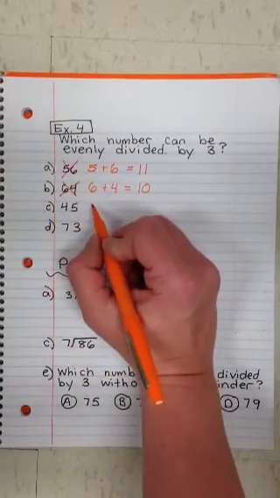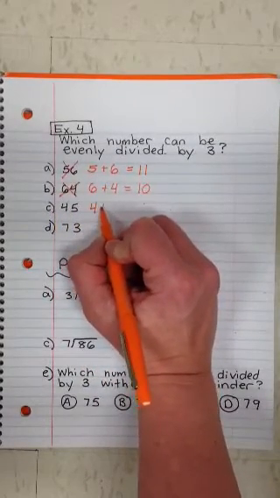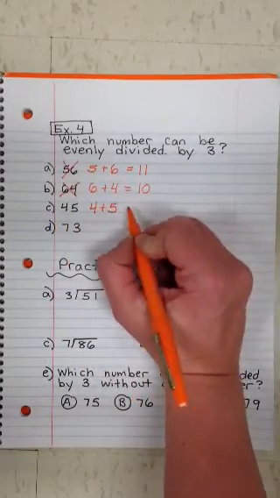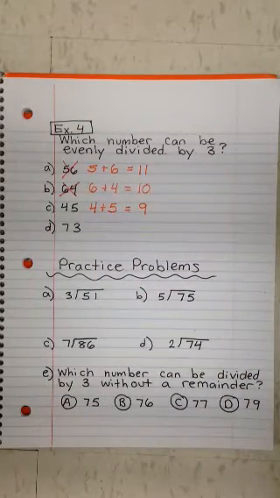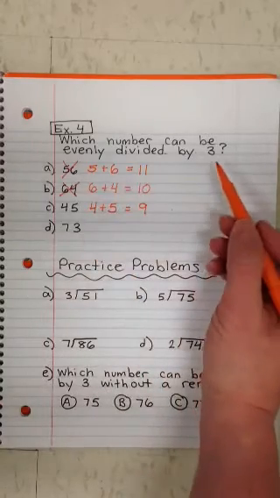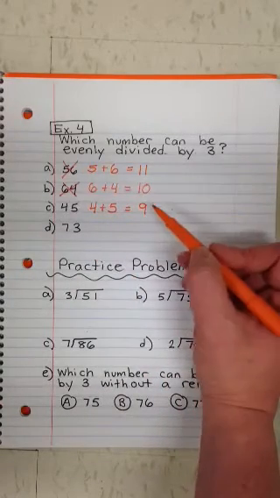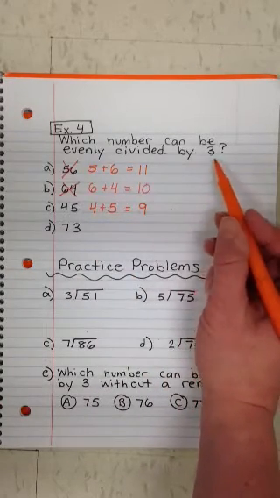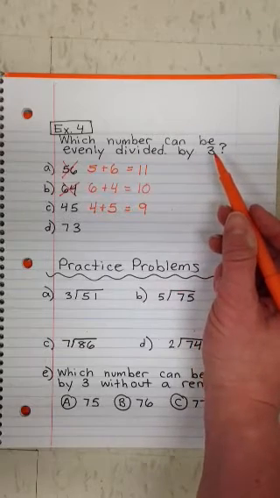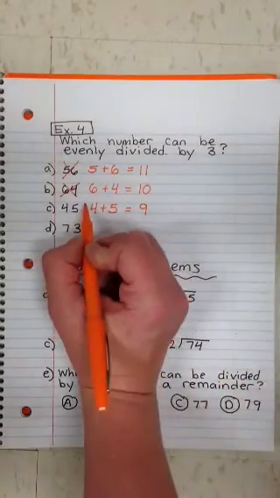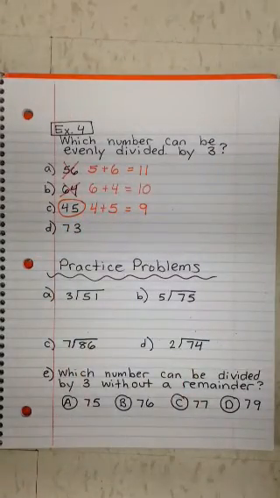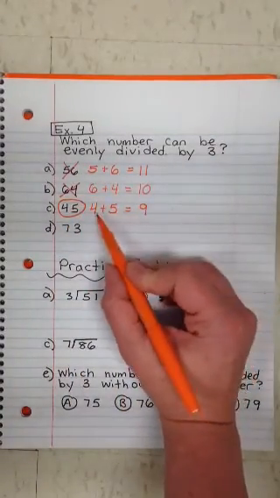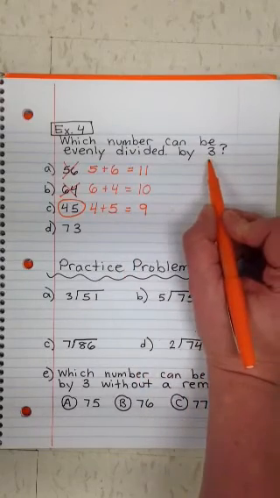All right, let's try 45. Let's add the digits. 4 plus 5, that equals 9. Is 9 a multiple of 3? Will we get to 9 if we count by 3s? Yes. 3, 6, 9. 45 can be divided by 3 because the sum of its digits are a multiple of 3.